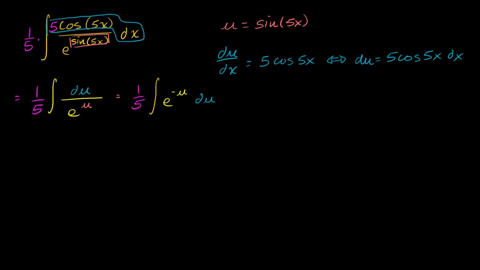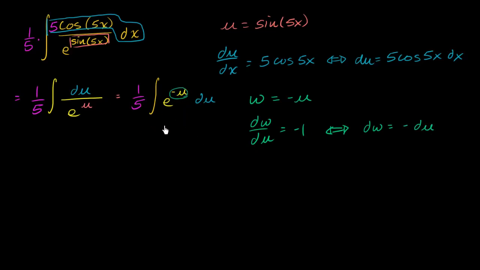So let's try to get it in the form of e to the something, and not e to the negative something. So let's set w equal to negative u. In that case, dw, the derivative of w with respect to u, is negative 1. Or in differential form, dw is equal to negative du. So this right over here would be our w.